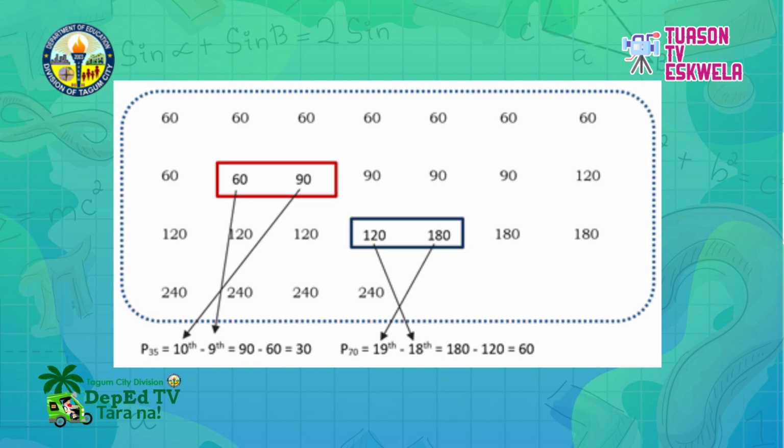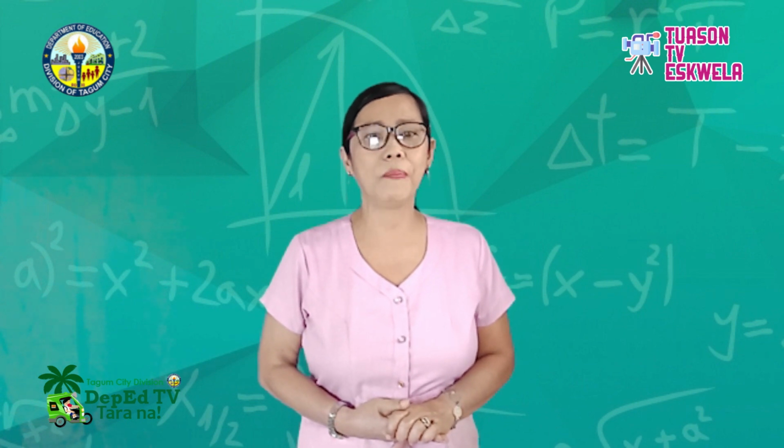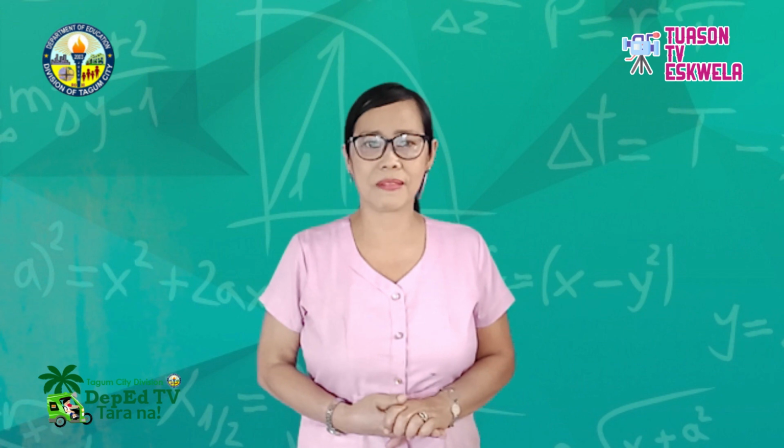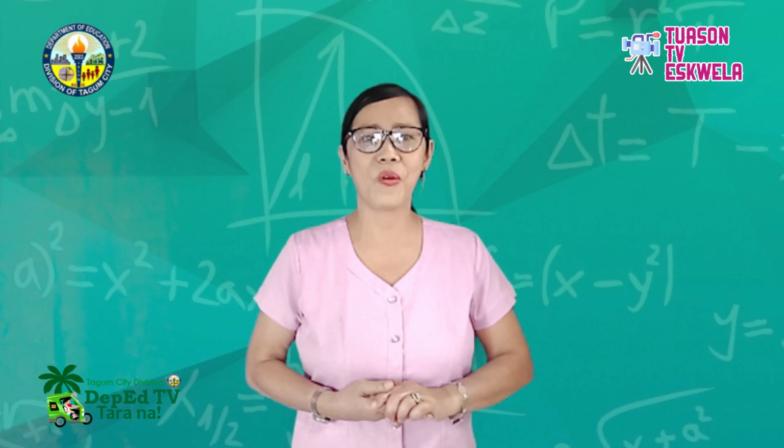P sub 35 is equals to the 10th minus 9th is equals to 90 minus 60. Therefore, it is 30. Where P sub 70 is equals to the 19th and the 18th value, and therefore it is 180 minus 120 is equals to 60. So, the value for P sub 35 is 30 and P sub 70 is 60. Let's proceed to step number 4.